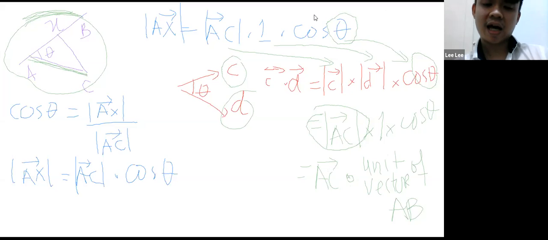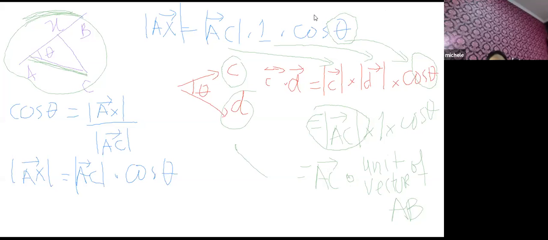Why I don't take AX? If I want to take AX, I need OX minus OA. Do you know the coordinate of X? No, we don't know the coordinate of X. So that's why I cannot take AX. That's why I take AB. That's why the equations I have now is like AC and the unit vector of AB. Do you understand until here?